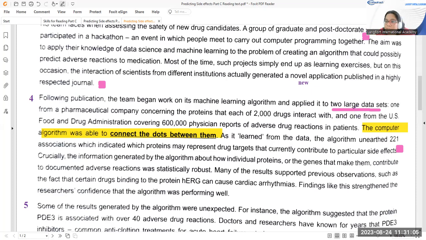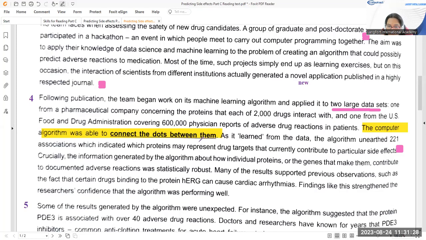Okay, now next sentence, Surya. The computer algorithm was unable to connect the dots between them. Was it unable or was able? Look at that. Was able to. So I want all of your attention here. The computer algorithm was able to connect the dots between them.